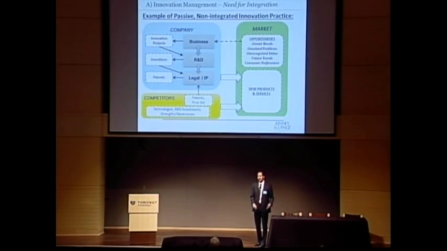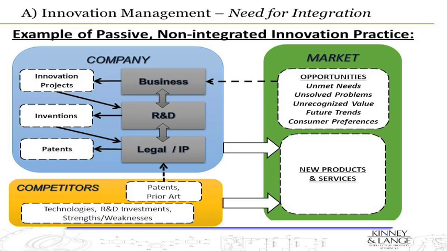Different companies approach innovation and product development. So one of the things I see very commonly is what I like to call a linear, sort of passive, non-integrated way of innovating. And what I mean by that is you have a market with all these opportunities, future trends, etc., all this information that you need to somehow act upon to create a new innovation project.